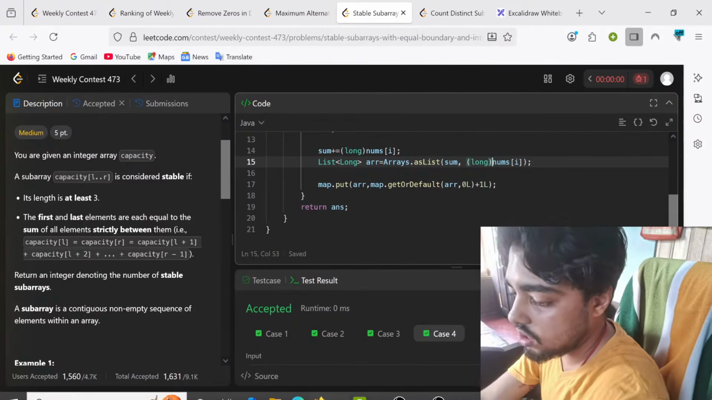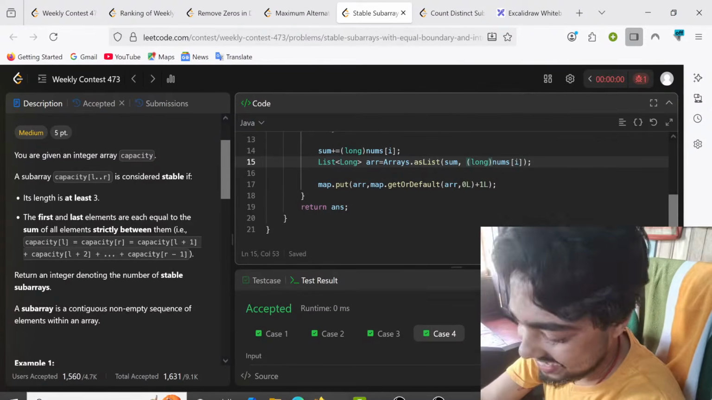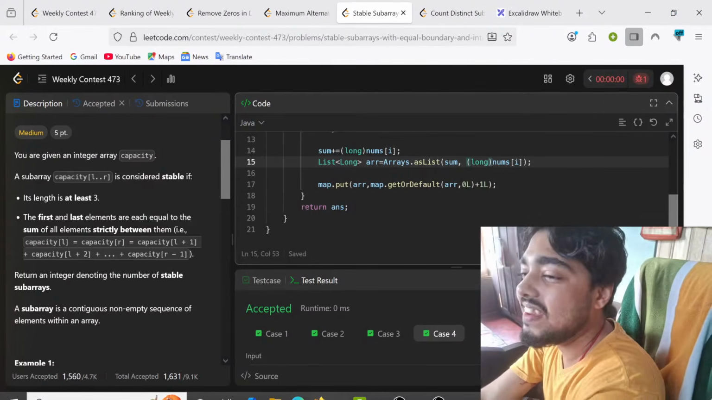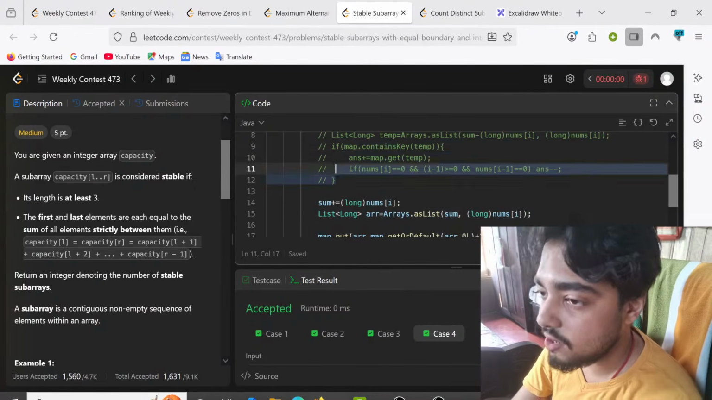ठीक है, चलो +1, चलो great. और +1 किस पे डाल दिया भाई? Clear, चलो okay. So now let's understand this part.